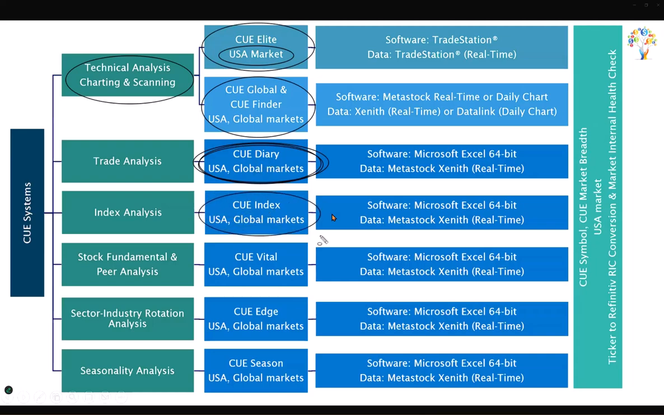Index is used to do index constituent analysis. There are practical use cases. I'll come to that. Vital is for fundamental and peer analysis. Edge for sector industry rotation analysis. Season for seasonality analysis. Many programs.